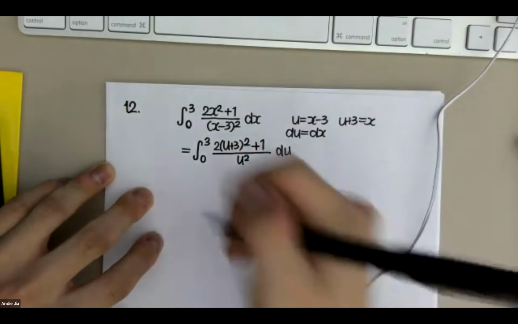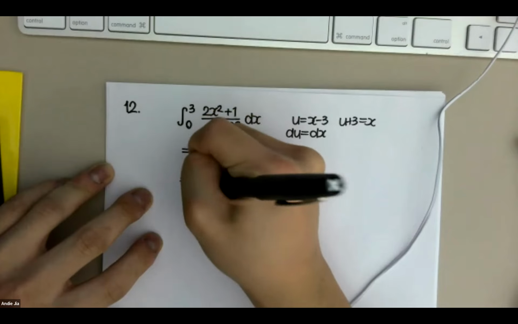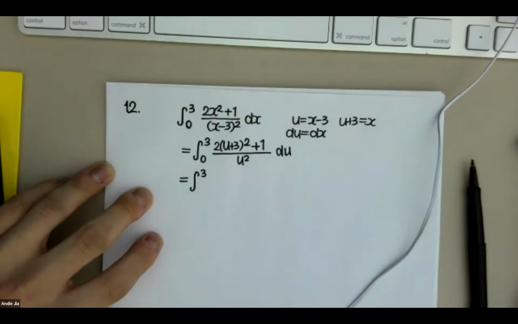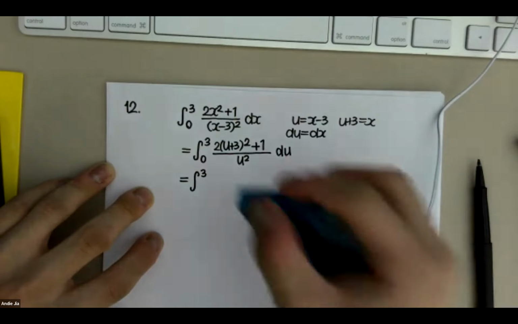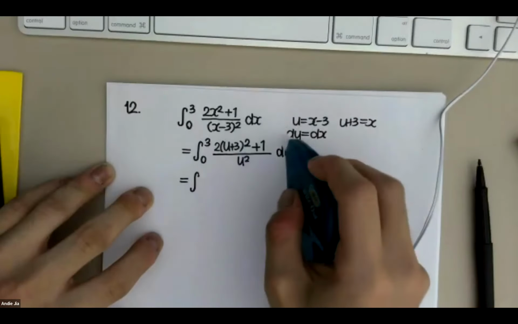Expand this thing. Oh, change the bounds. Although, do you really have to change the bounds? There are times where I don't want to change the bounds, and then I just leave off the bounds in general, and then put the bounds back after I undo the u-sub. I did the u-sub, but then I need to change it.